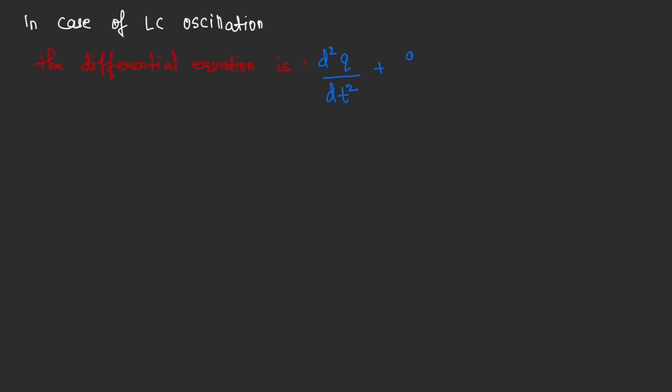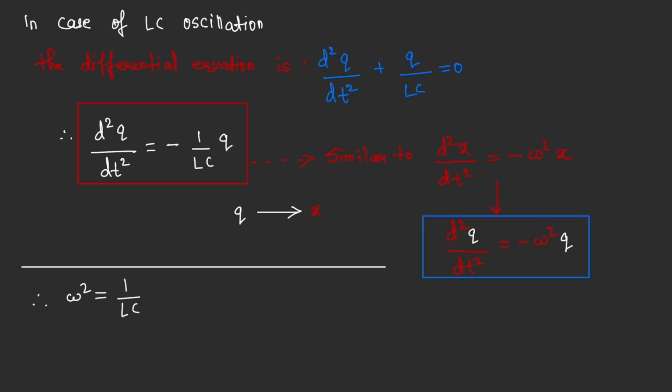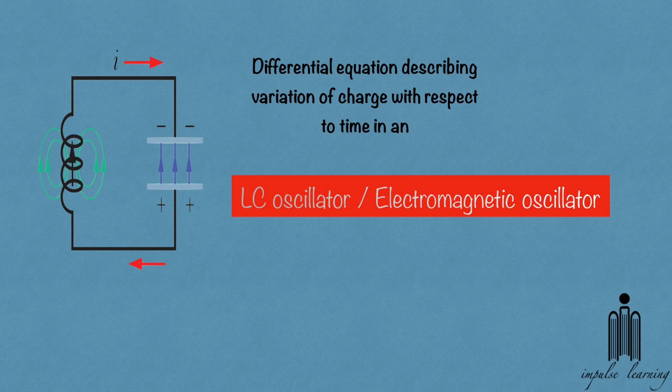In case of LC oscillation, the differential equation is d2q by dt square plus q by LC equals 0. Therefore, d2q by dt square equals minus 1 upon LC into q. This equation is similar to d2x by dt square, which is equal to minus omega square x. We can replace x with q in its place. Therefore, we get d2q upon dt square equals minus omega square q. On comparing this, we get omega square equals 1 upon LC. Therefore, the time period T is equal to 2 pi under root of 1 upon omega square. Therefore, T is equal to 2 pi under root of LC.